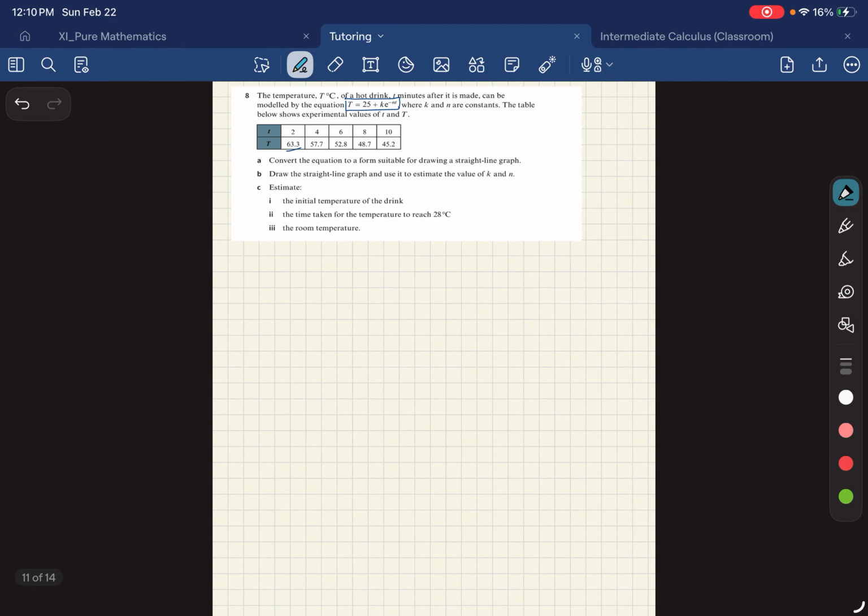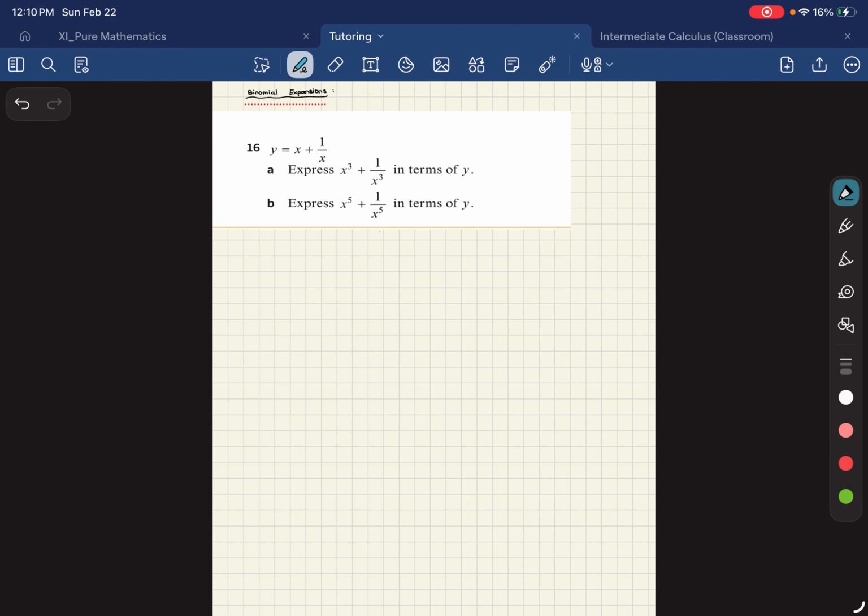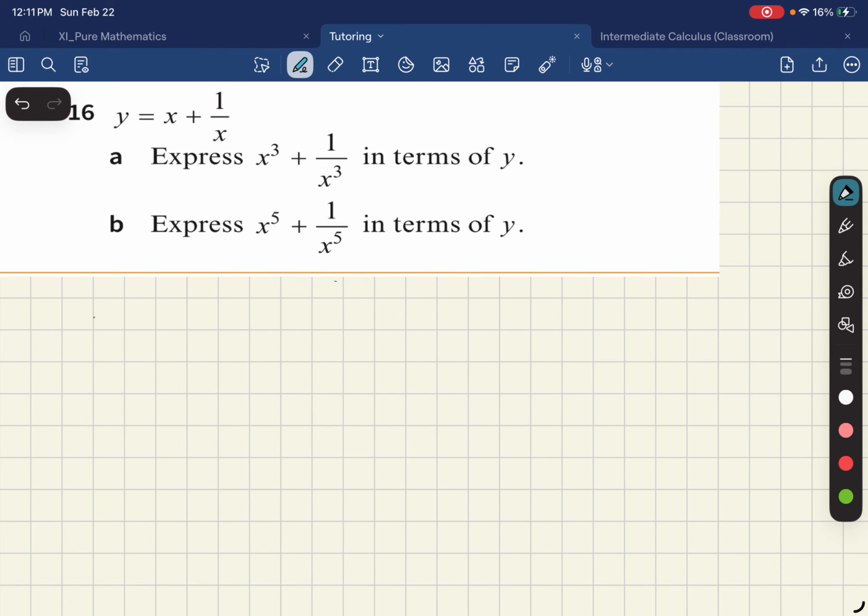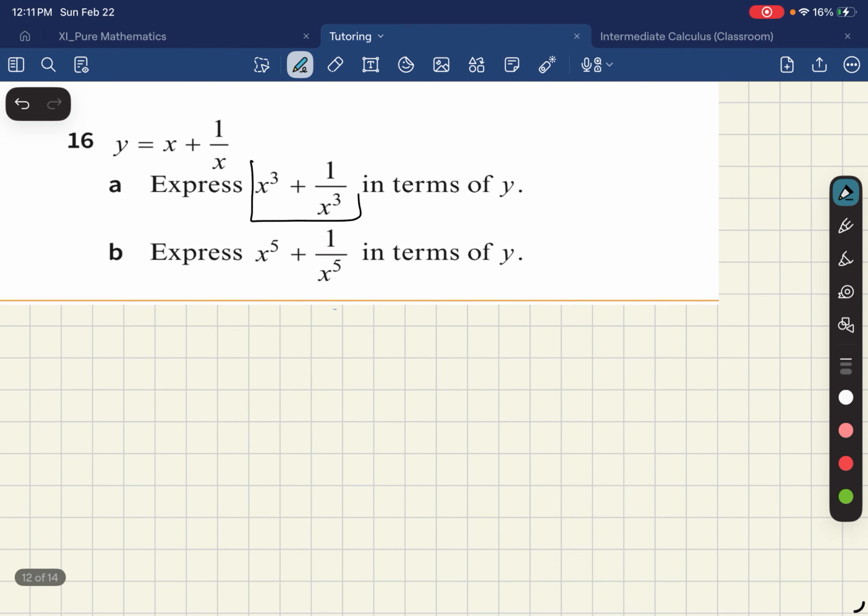In this video, we're going to do some more questions related to binomial expansions, and we're going to be using Pascal's triangle again for these questions. So we haven't gotten to the formula yet. So 16a says express this term in terms of y.